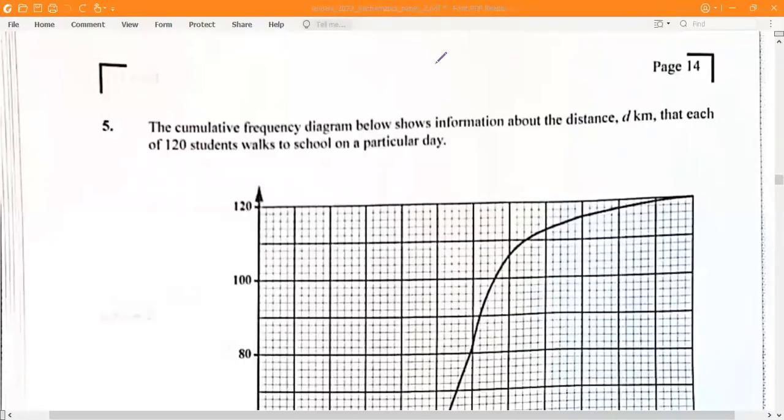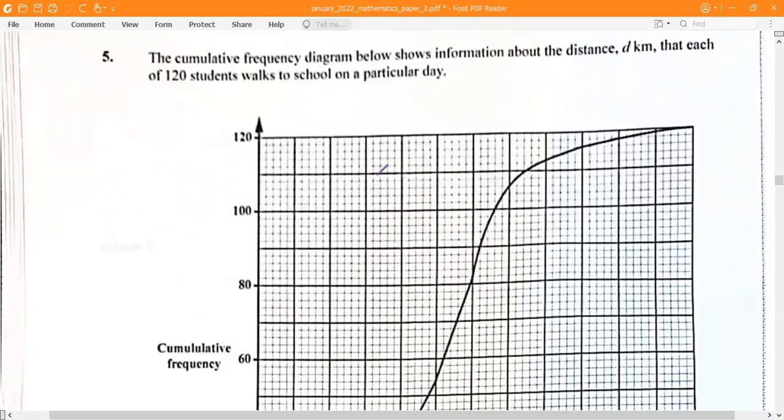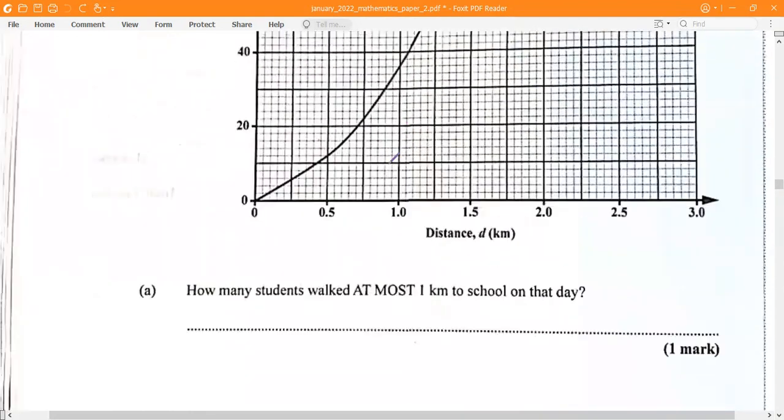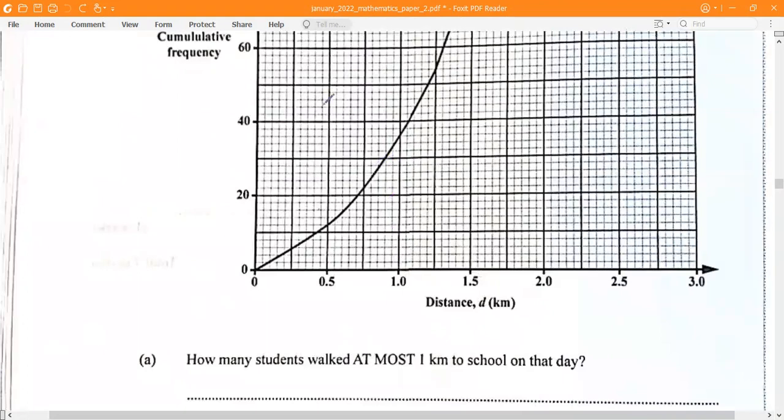Good day, everyone. We are working out January 2022 CSEC Mathematics Paper 2, number 5. We have our ogive here, a cumulative frequency diagram, which shows information about the distance that each of 120 students walks to school on a particular day. So how many students walk at most 1 kilometer to school on that day?